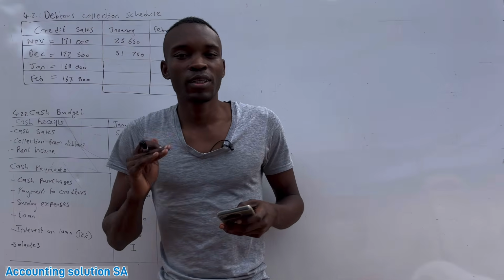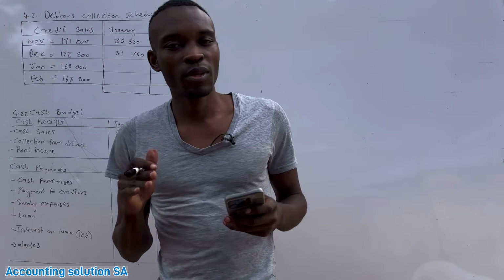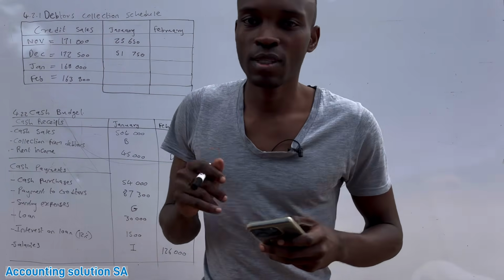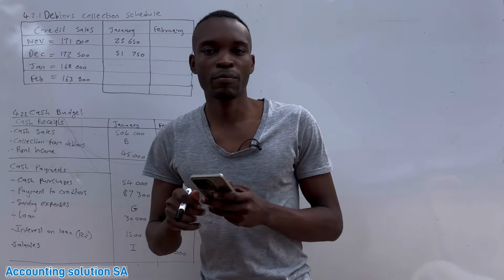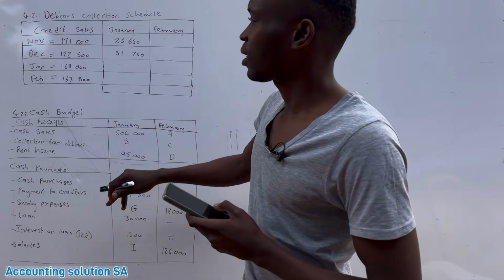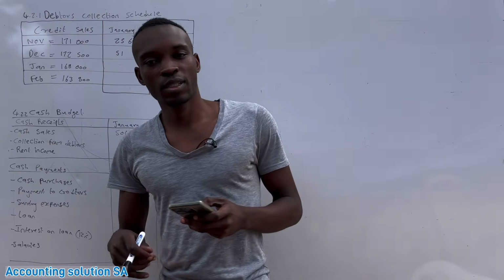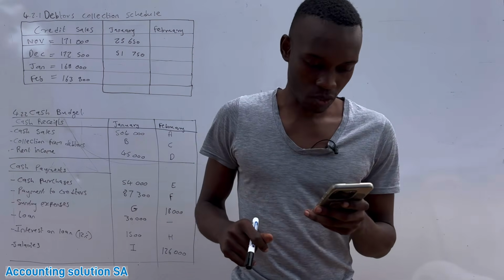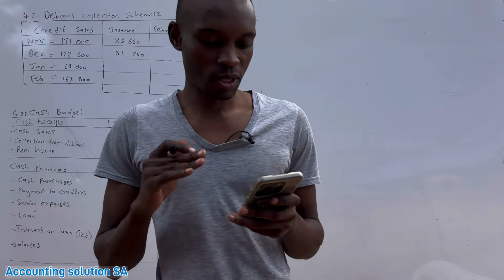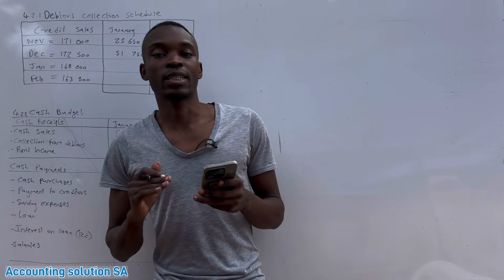Okay, so in today's video we are going to continue with our cash budget. In today's lesson we are going to do another question paper which contains a cash budget as well as a debtors collection schedule. Okay, so let's look at the required part so that we can start with our transaction.